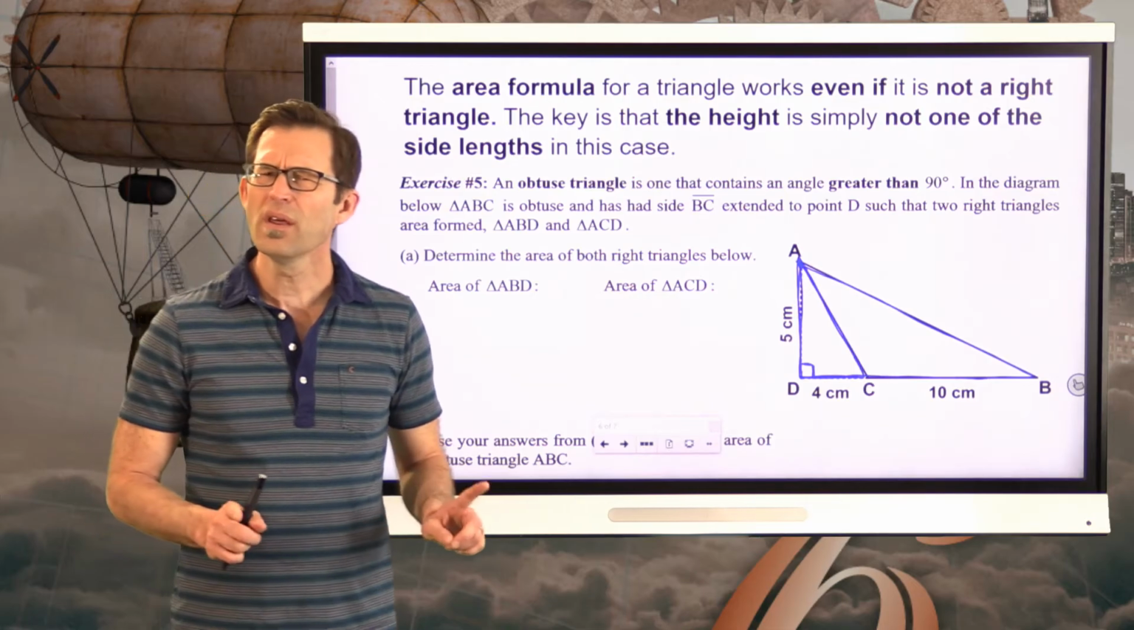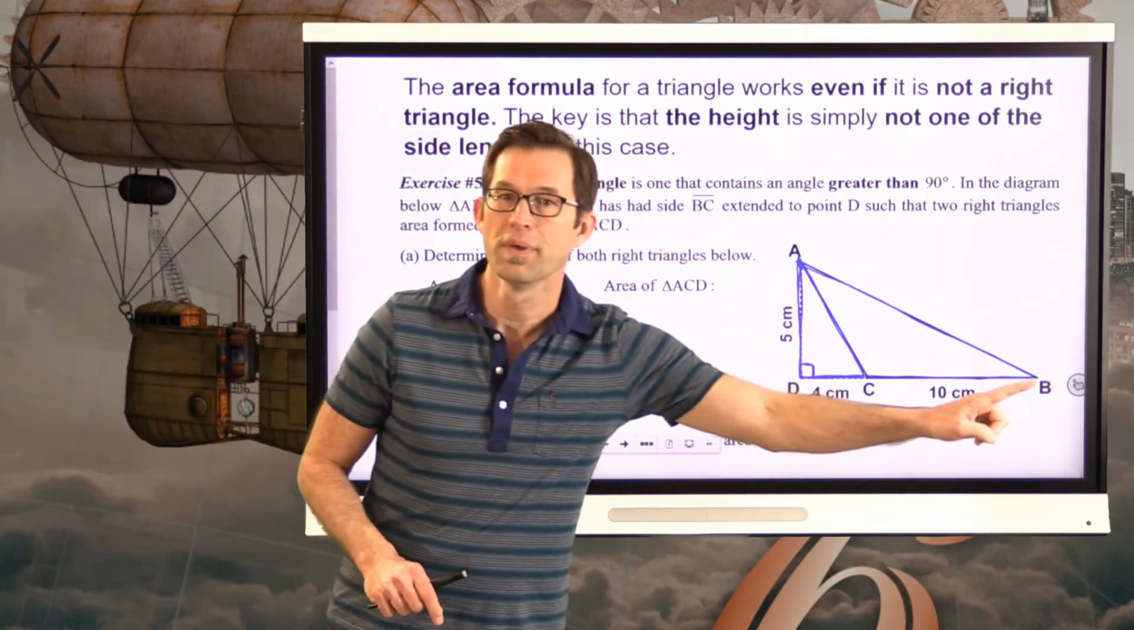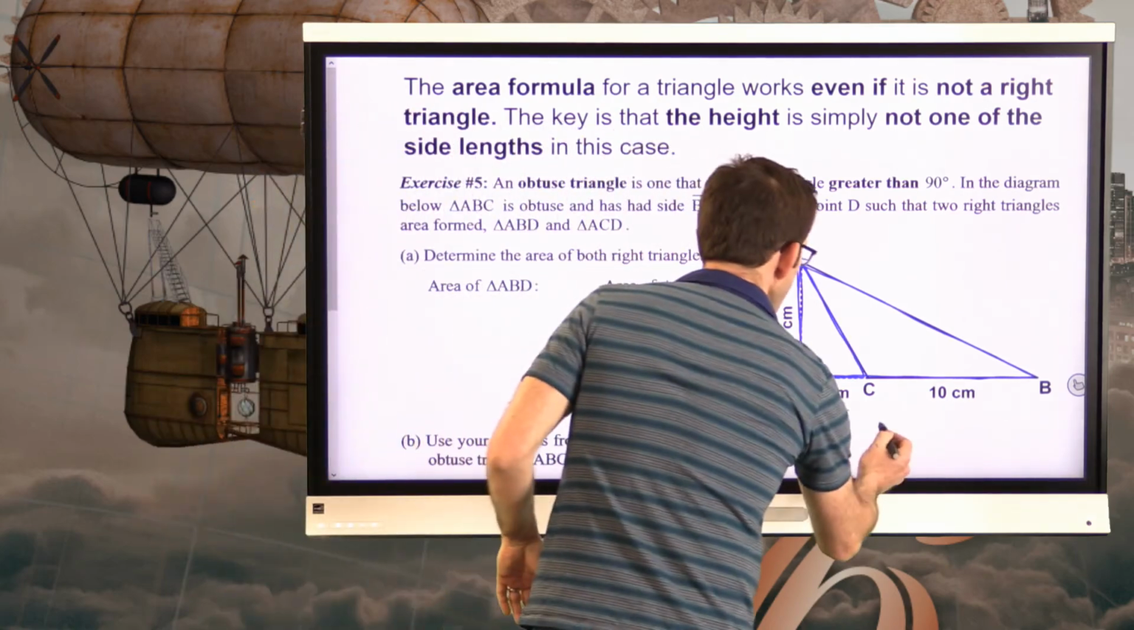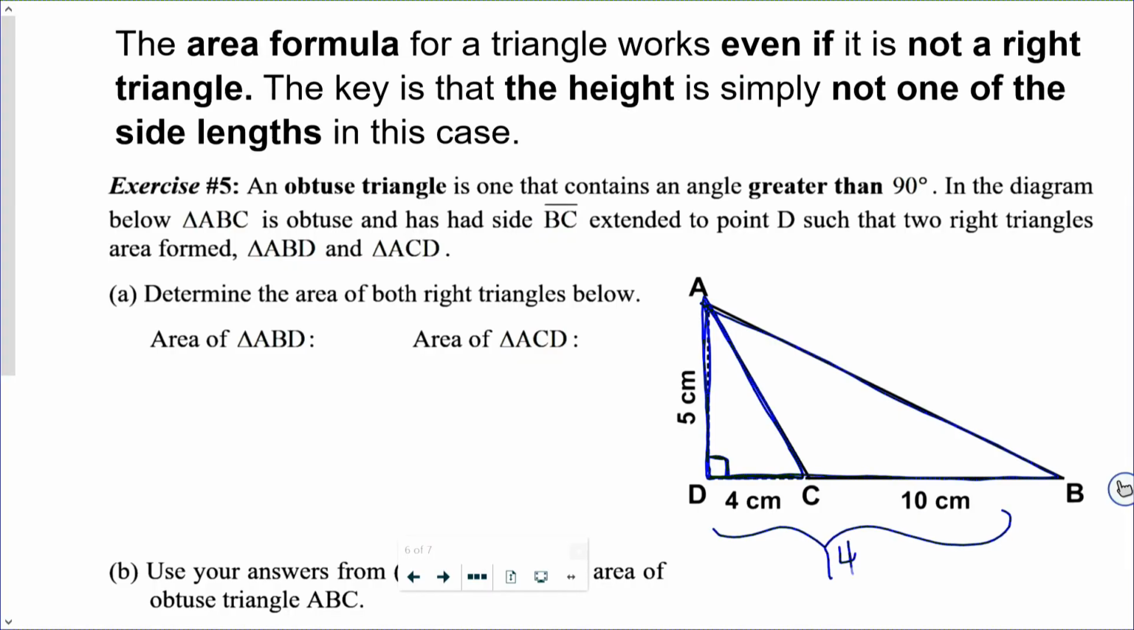All right, well, we have to do a little bit of work on triangle ABD, but only because we need to think a slight bit about what the base is, and that's 14 centimeters. So the area of ABD is going to be 1/2 times 14 times 5. And again, I like doing 1/2 times 14 and getting 7. And then I'll do 7 times 5, and I'll get 35 square centimeters.